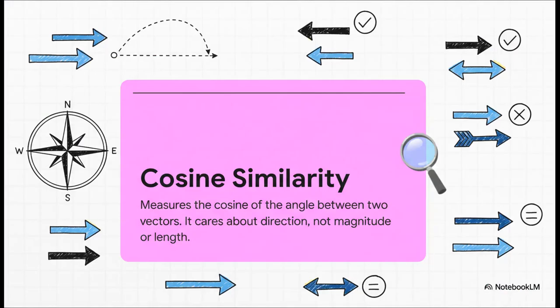First step is cosine similarity. Now for this one, I want you to forget about distance for a second and think about direction. Cosine similarity is all about the angle between two vectors. It literally doesn't care how long the vectors are. That's their magnitude. It only cares about the direction they're pointing. If the angle between them is small, they're super similar. If the angle's big, they're not.